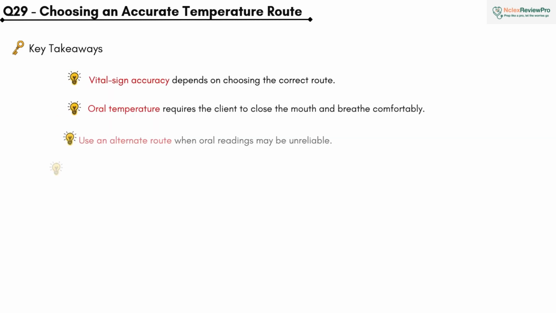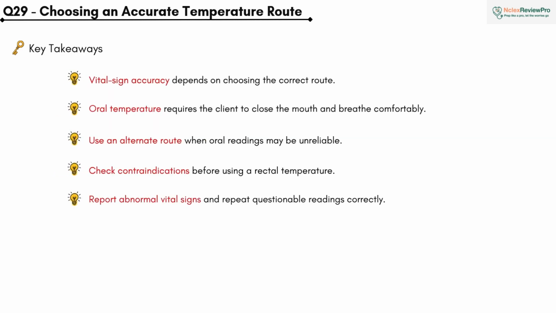The key takeaway is this: vital sign accuracy depends on choosing the correct route. Oral temperature requires the client to close the mouth and breathe comfortably. Use an alternate route when oral readings may be unreliable. Check contraindications before using a rectal temperature. Report abnormal vital signs and repeat questionable readings correctly.